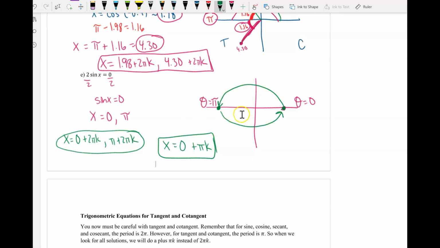Okay, so this would be our answer. So this is the one that I would prefer. If you end up doing this one, I guess it's okay. But yeah, this one's the one that I would prefer. Okay, so that's it for these types of problems. We'll do some tangent and cotangent in the next video.